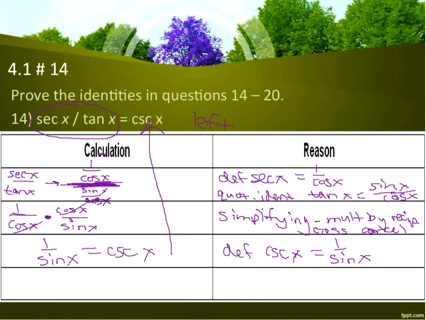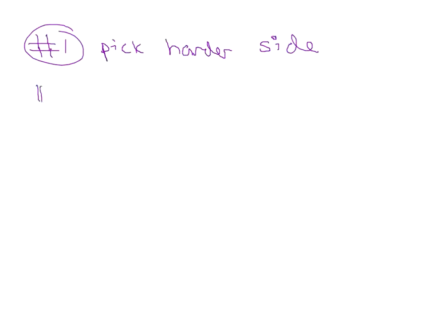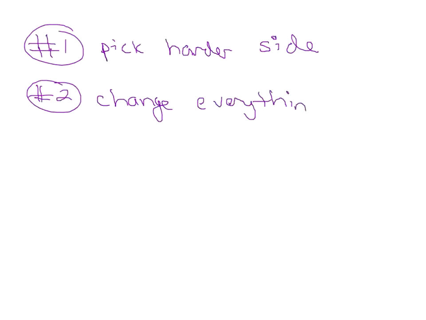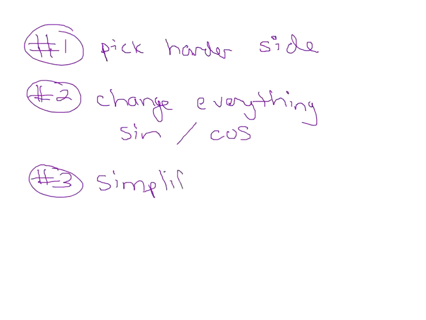So let's recap our steps here so that we have a good, clear direction on how to start our proofs. Step number 1, you're always going to pick the harder side. Always. Number 2, you're going to change everything into sine or cosine. And then from there you just have to simplify using math.